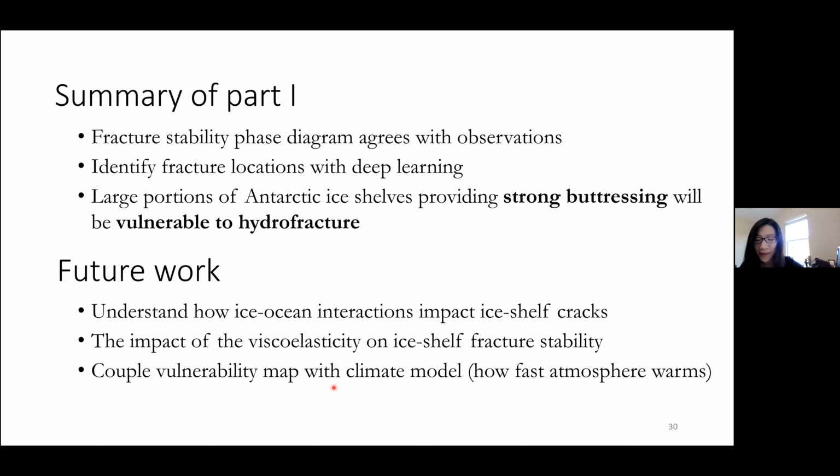And finally, something I'm quite interested in is that here we look at an extreme scenario when there are already melt ponds everywhere on ice shelves. However, an important question is how fast melt ponds will be produced on the ice shelf and then be coupled with this hydrofracture process. To answer that question, we need to couple this vulnerability map with a climate model.